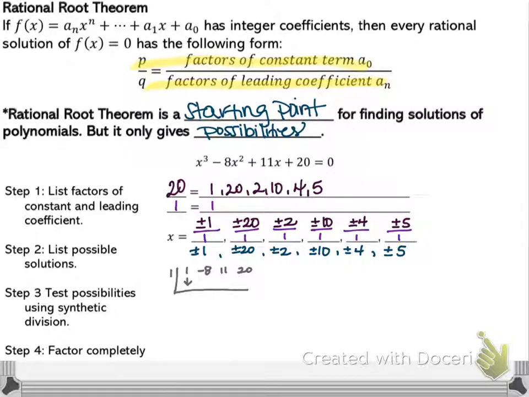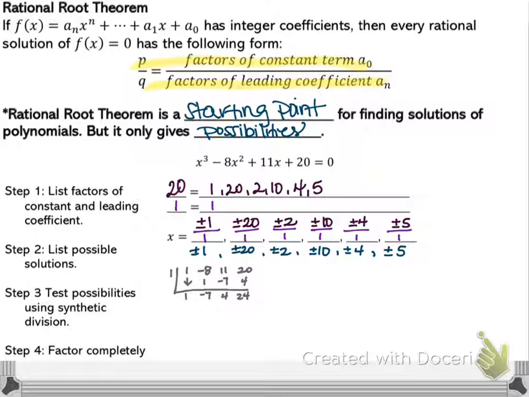Because remember, if I use synthetic division, then it should have a remainder of 0 if it's a factor. That's what we did yesterday. So let's see if that's true with a positive 1. I'm going to bring down that first number. 1 times 1 is 1. Add downwards to get negative 7. 1 times negative 7 is negative 7. Add downwards to get 4. 1 times 4 is 4, add downwards to get 24.